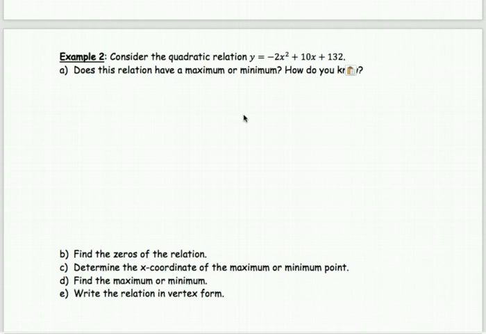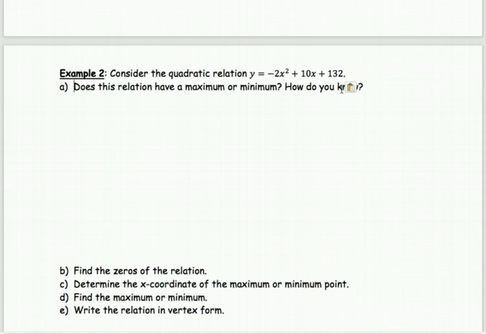Okay, here's the next example. We have a new equation here, but the same questions being asked. So I want you to go through and make a decision on whether you think there's a maximum or minimum for this graph without graphing it, okay?